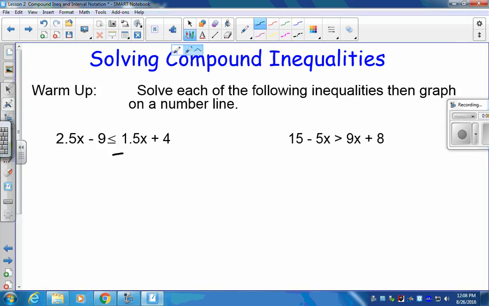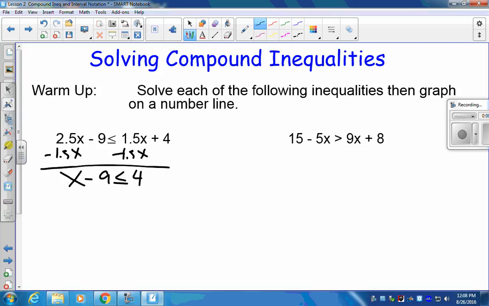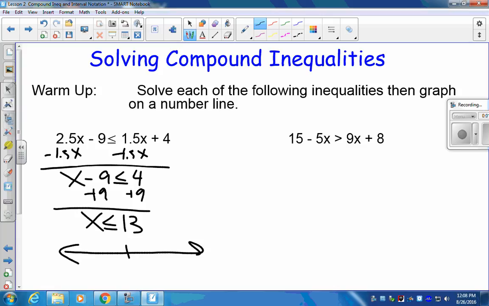Now at this point in the game, I should expect that you do not need to write this down. In fact, we should be able to quickly move through writing down the subtracting by 1.5x on either side. Okay? Just doing it right now to show you where we're at. So we've got x is less than or equal to 13. Just a reminder when we're putting it on a number line, here's 13, put a number on each side. Less than or equal to, shade to the left. Closed circle for equal to's, open circle for not included.